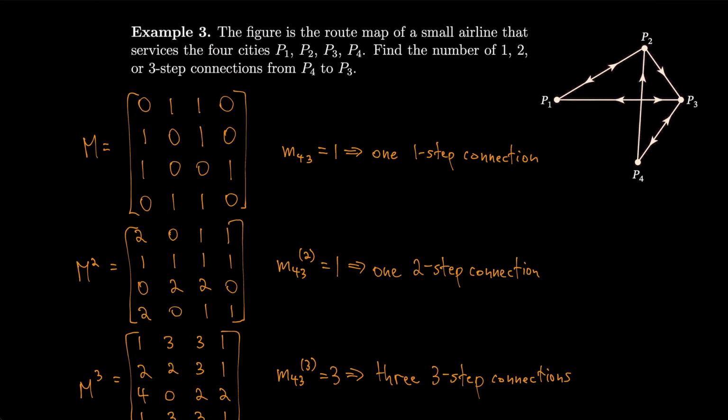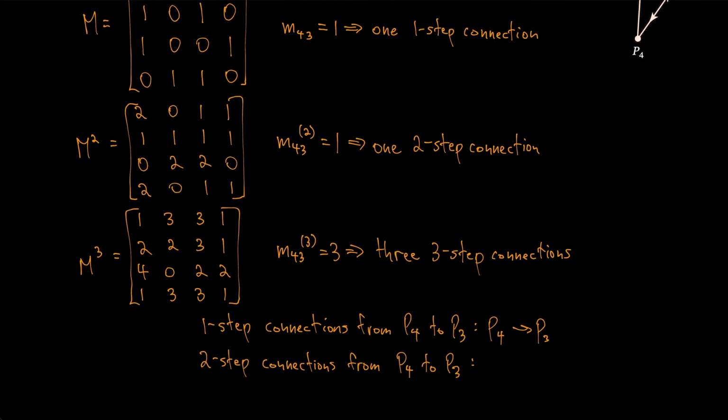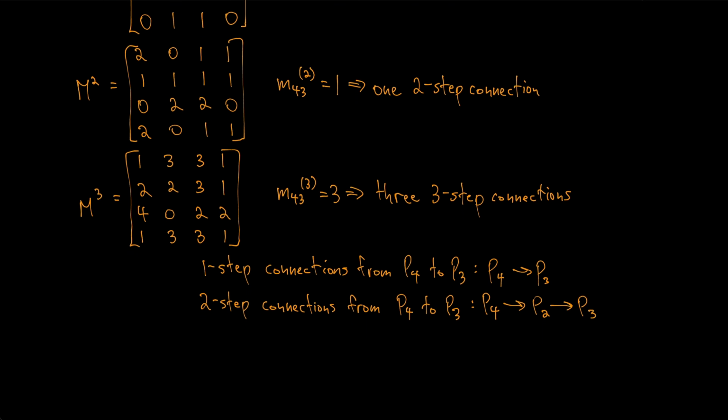Let's see. We want to go from P4 to P3, but we don't want to go direct. We want to stop along the way. And it looks like the only way to do that is to go from P4 up to P2, stop there, and then go to P3. And that'll be in 2 steps. There's no other way to do it in 2 steps by the picture. So we'll go from P4 to P2 to P3, and that's our 1 two-step connection.